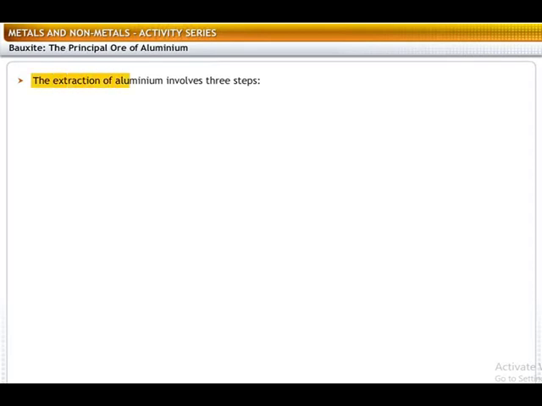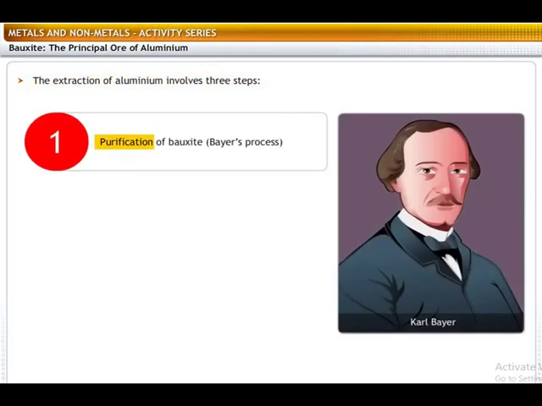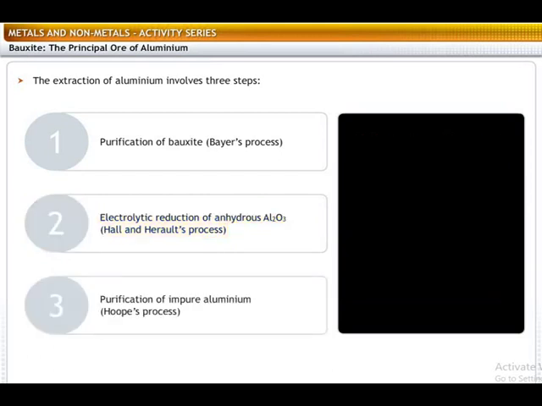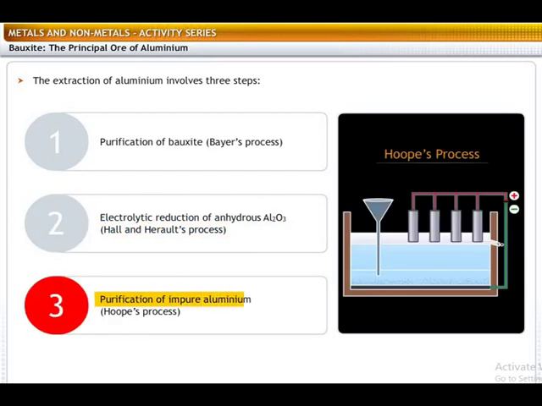The extraction of aluminium from bauxite involves 3 steps. First, the purification of bauxite using Bayer's process. Next, the electrolytic reduction of anhydrous Al2O3 by Hall and Heroult's process. The last step is the purification of impure aluminium by Hoope's process.